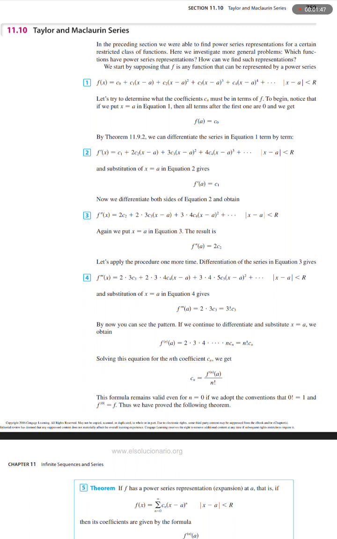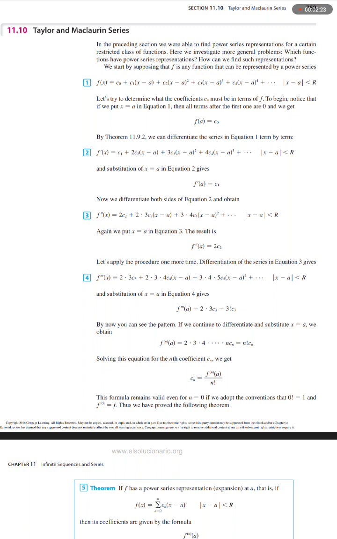f′(x) = c_1 + 2c_2(x − a) + 3c_3(x − a)² + 4c_4(x − a)³ + ..., for |x − a| < R, and substitution of x = a in equation 2 gives f′(a) = c_1.